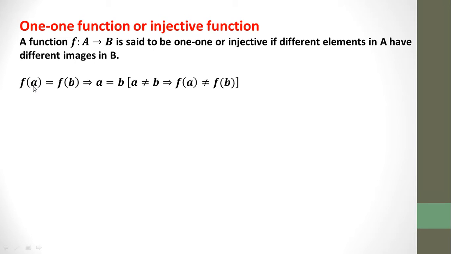So see here, f of a is called the image of a. f of b is called the image of b. So if f of a is equal to f of b, then a must be equal to b. Or in short, if a and b are elements in A and are different, a is not equal to b, then their images are also different. So this is the concept of 1-1 function.